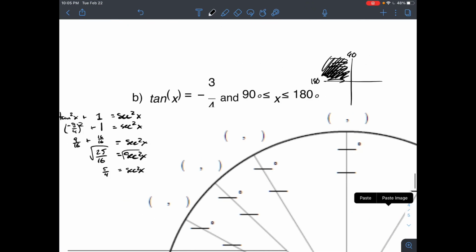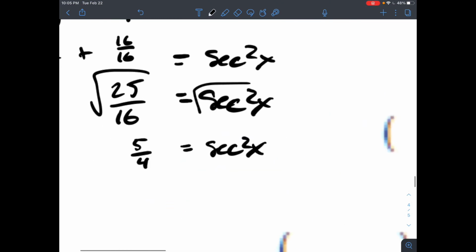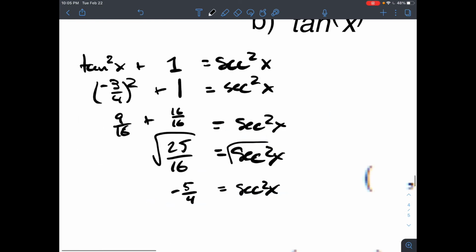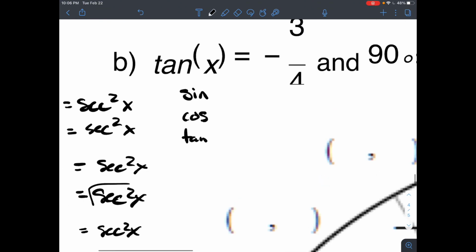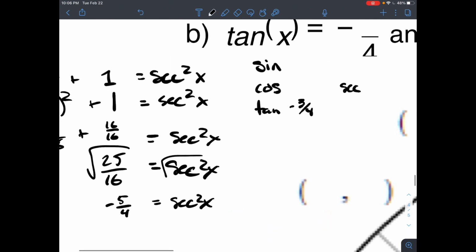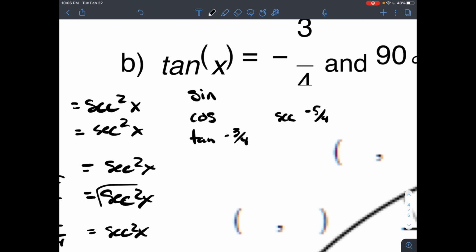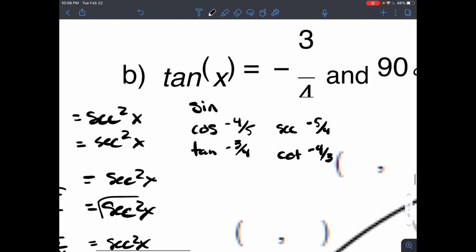Now we have to remember what quadrant we're in and what secant corresponds to. Remember, secant is 1 over cosine, and cosine is negative in quadrant 2. So it's going to be negative secant. So start filling out what we got. So we got sine, cosine. Our tangent is negative 3 over 4. Our secant, negative 5 over 4. Cotangent is going to be the reciprocal, so negative 4 over 3. Cosine is negative 4 over 5.